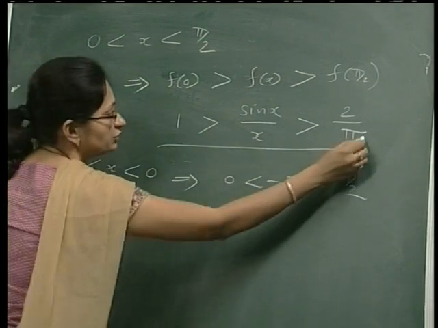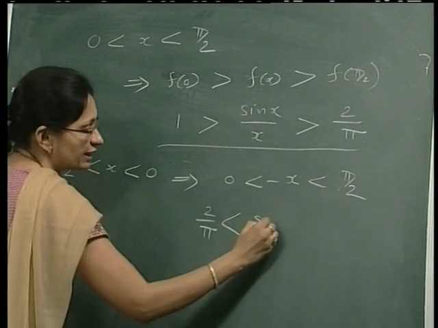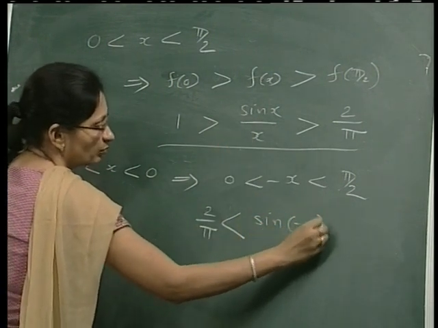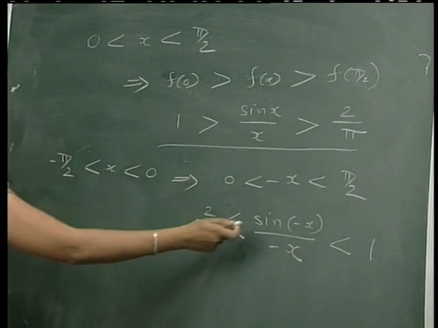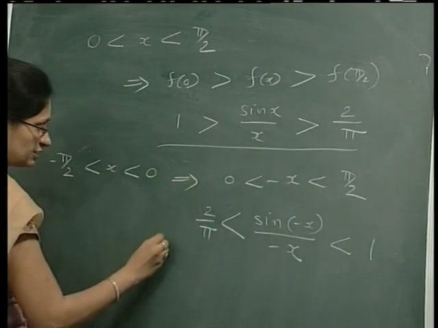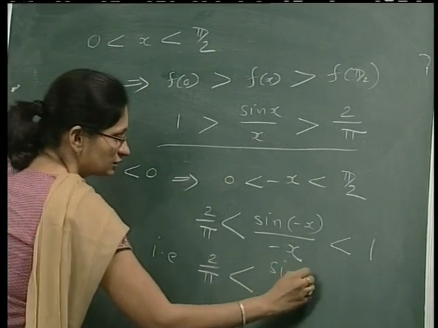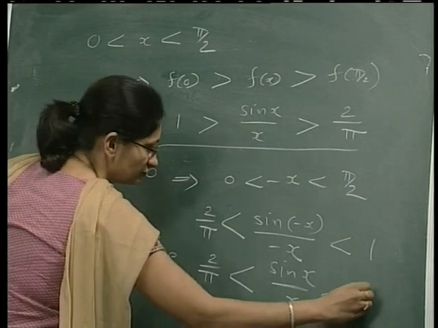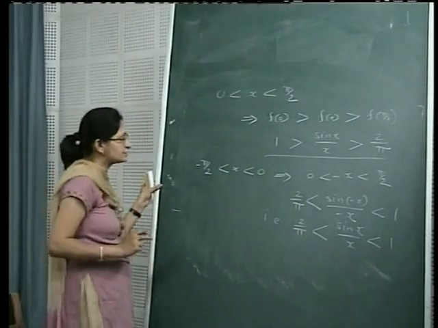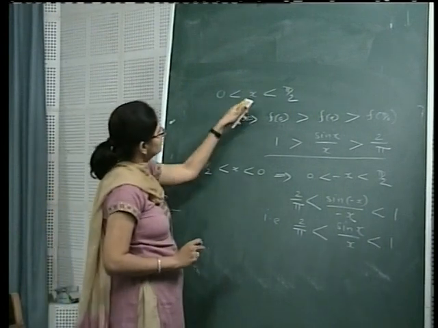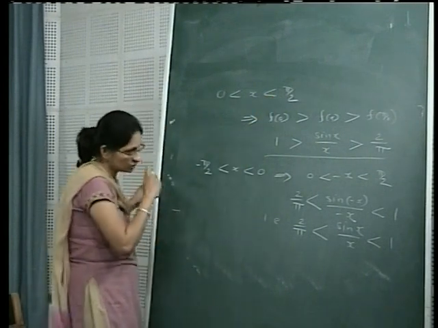Using this result, here minus x is between this, so I write sine minus x upon minus x is less than 1. Now sine minus x is minus sine x, so I write 2 upon pi is less than sine x upon x is less than 1. And so in general we prove, whenever mod x is strictly less than pi by 2, this result.